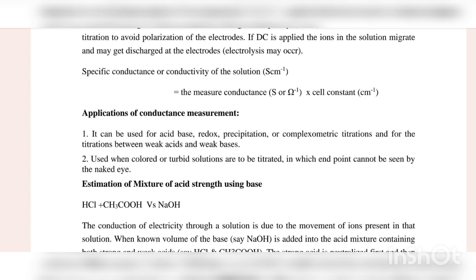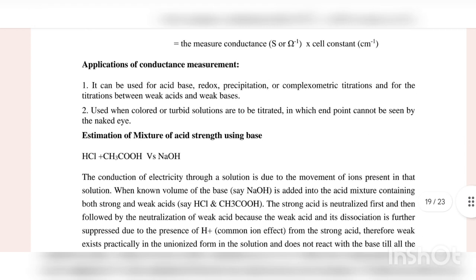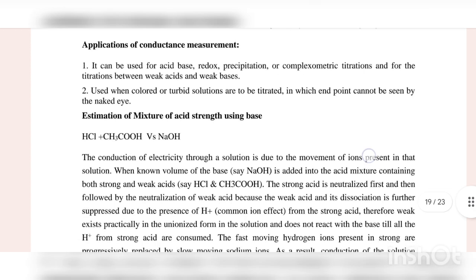Even redox titrations, precipitation titrations, or complexometric titrations can also be conducted using conductometric titration. It is also sometimes used when colored or turbid solutions are to be titrated, in which the endpoint cannot be seen by the naked eye. So these are some of the applications of conductance measurement, that is, conductometric titration.